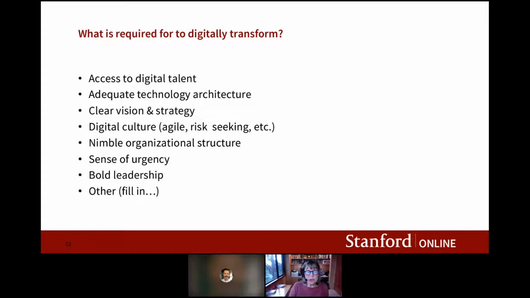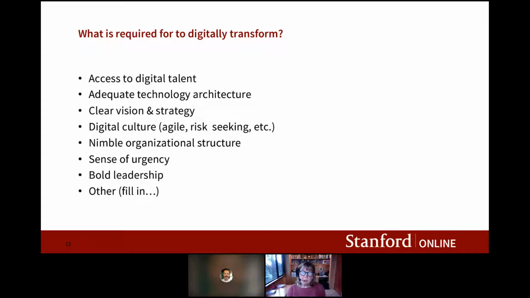Having a digital culture that is agile, willing to take risks, and experiment. Having a nimble organizational structure. It turns out that is also really important to being able to be agile and take advantage of the opportunities as they come in. Also, a sense of urgency. That was rated fairly low on your list, but it turns out that a sense of urgency is imperative. And organizations that have a higher sense of urgency tend to take more risks and mobilize more rapidly when these opportunities present themselves, which of course is critical given the speed of change that we've been talking about.